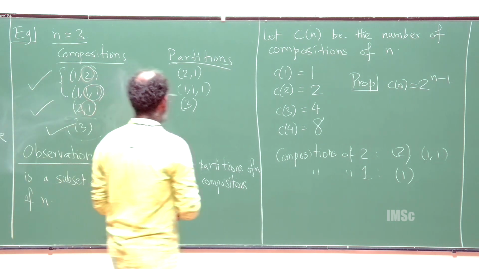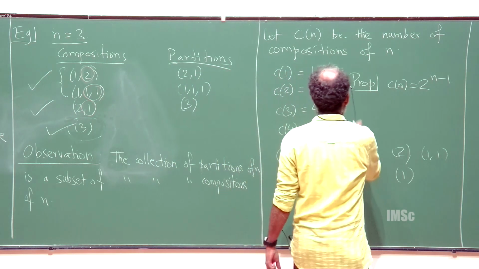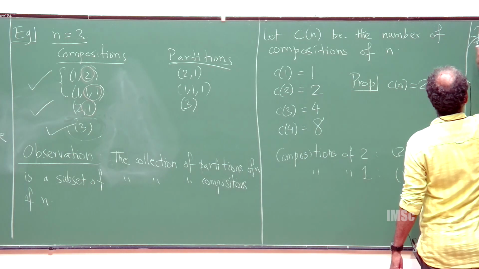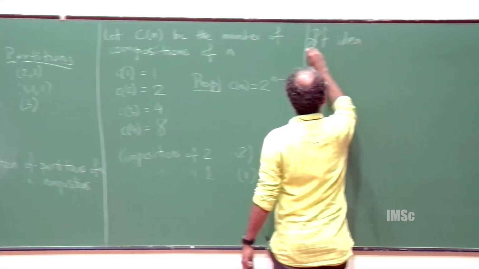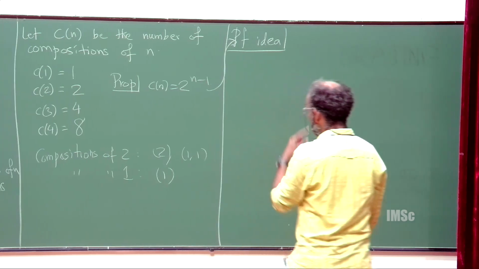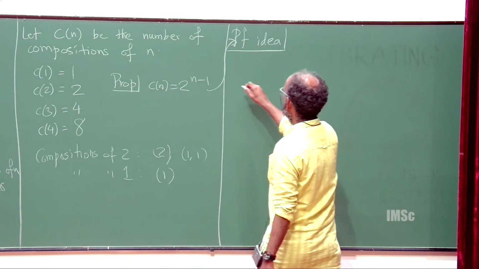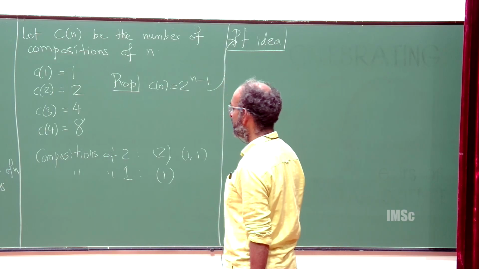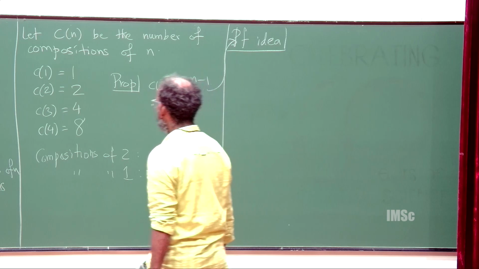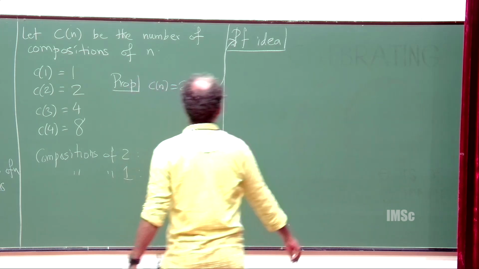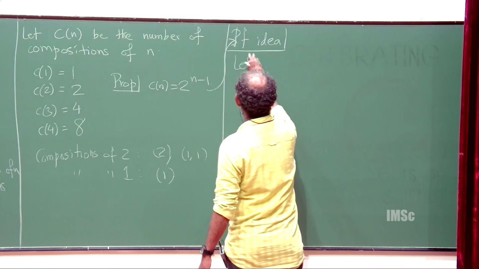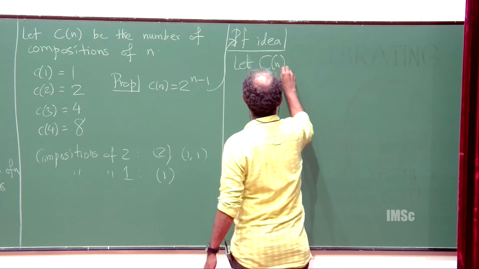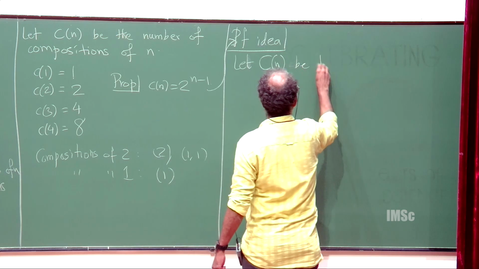Maybe I'll go here for the proof idea. I'll not go through all the details, but let us convince ourselves. I didn't invent notation for the collection of all compositions. So let's say capital C of n be the collection of compositions.